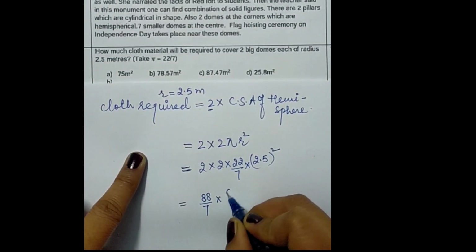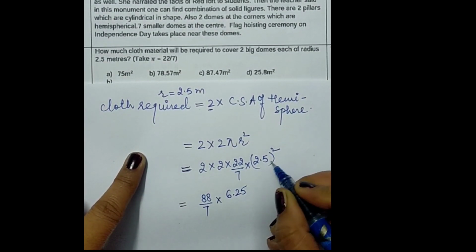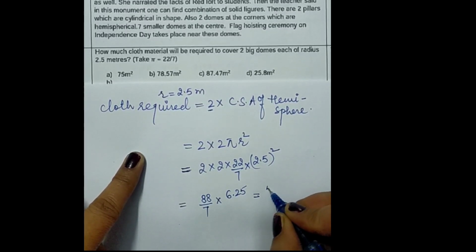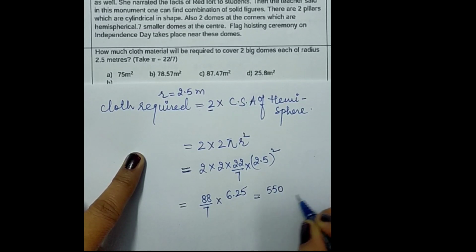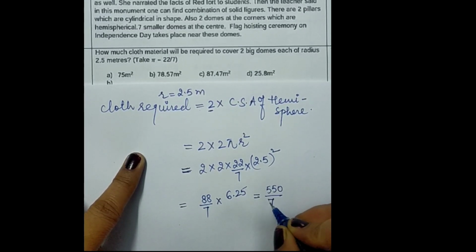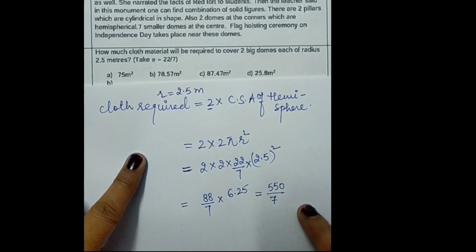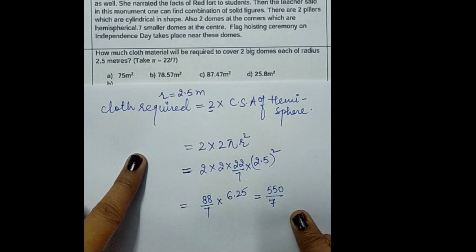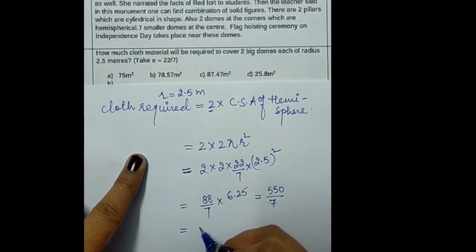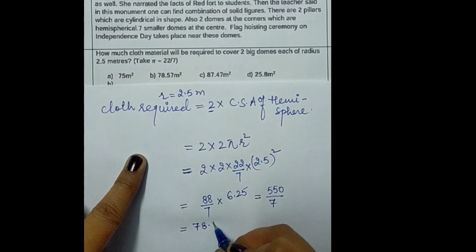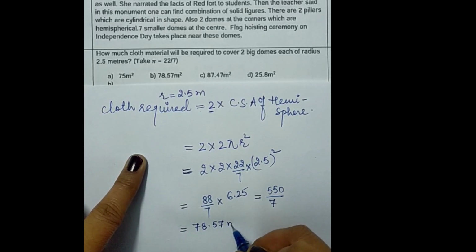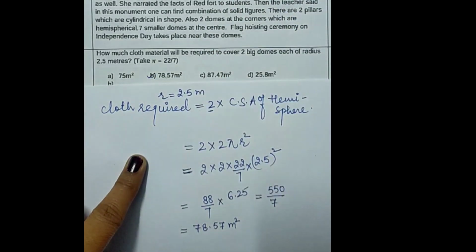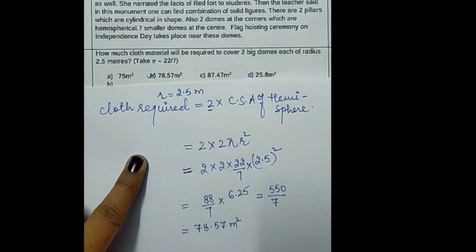88/7 into 6.25. 2.5 into 2.5 is 6.25. And when we multiply it, we get 550.00. So I'm not writing 0.00. So basically this is the answer, but our answer is in the decimal, so we have to convert it into decimal as well. So we will be getting 78.57 meter square, which is second option here in this question. So second is the right answer.